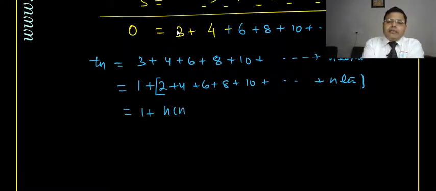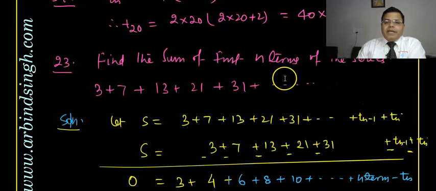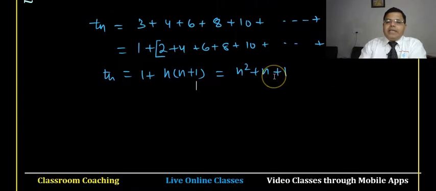This is the sum of n even natural numbers, and the sum of n even natural numbers is nothing else but n into (n plus 1). You know that, or otherwise you can calculate it with the formula of AP. So the tn term is n square plus n plus 1. Now we have to find the sum of n terms. Tn is known, and you have to find the sum of n terms.